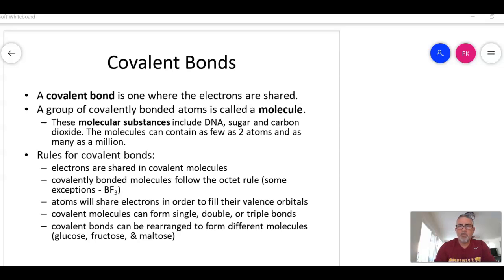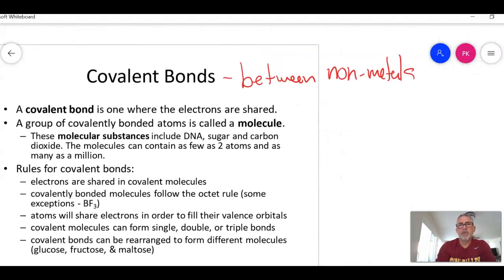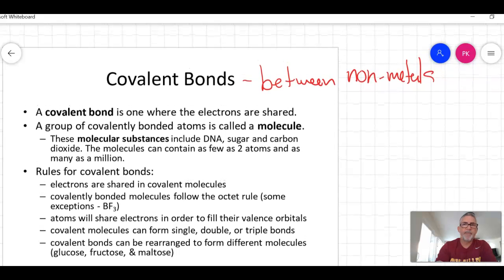All right, so continuing on with bonding. So we did ionic bonding the other day. So we're going to talk about covalent bonding today. So covalent bonding is between nonmetals. Right, so it's between nonmetals.